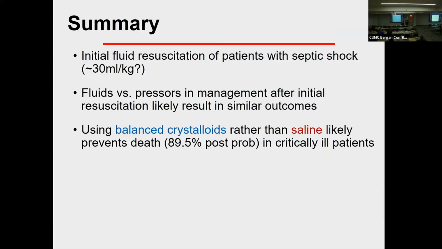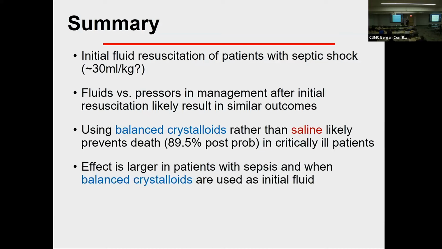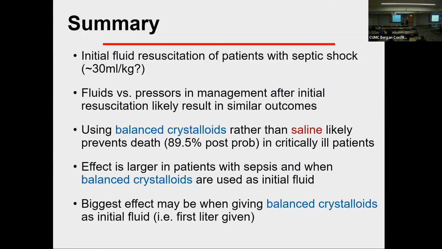Using balanced crystalloids rather than saline likely prevents death. 89.5% posterior probability by Bayesian analysis in all critically ill patients. And I think the effect is larger in patients with sepsis when balanced crystalloids, and especially if balanced crystalloids are given first. That first liter or two is balanced crystalloids. And we just talked about that.